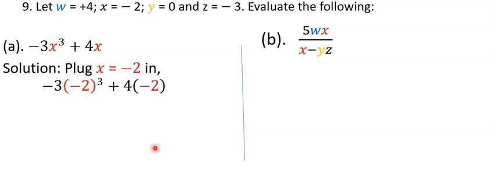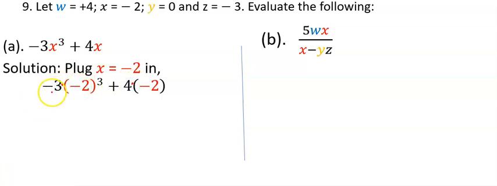So we have -3 times (-2) cubed plus 4 times (-2). Everything else we have to copy down: -3, the cube, and the plus 4. Notice between -3 and the x, that's multiplication. The multiplication sign can be omitted. If you want to put a dot there to remind yourself it's multiplication, you can.